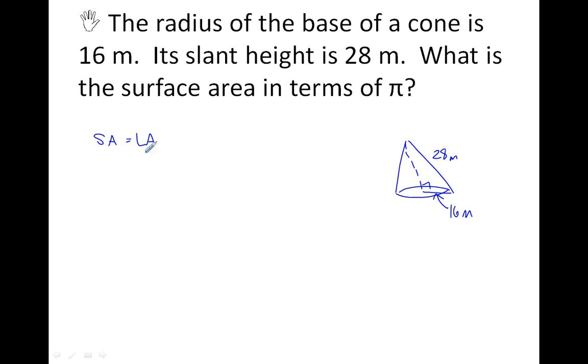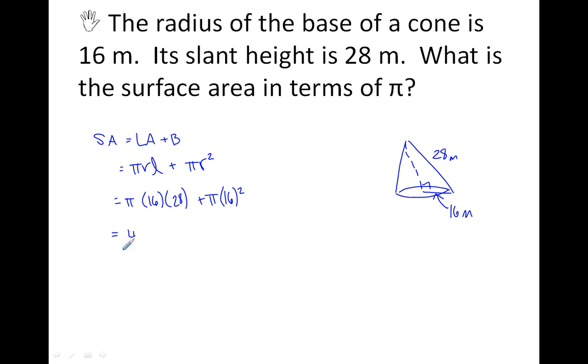Surface area equals lateral area plus the area of the base. The lateral area, remember, is half the circumference times the slant height. So pi r times the slant height of L plus the base, which is pi r squared. So we have pi times a radius of 16 times a slant height of 28 plus pi times the radius of 16 quantity squared. Again, we're leaving this answer in terms of pi.